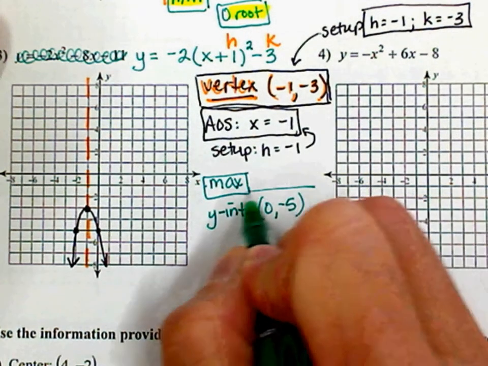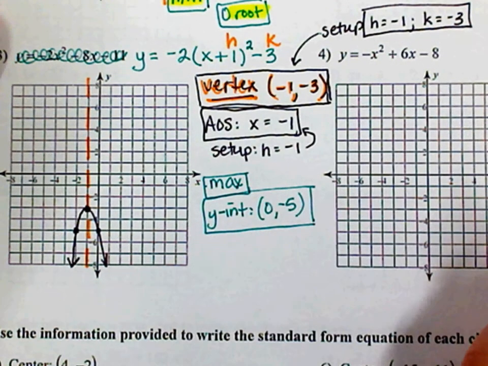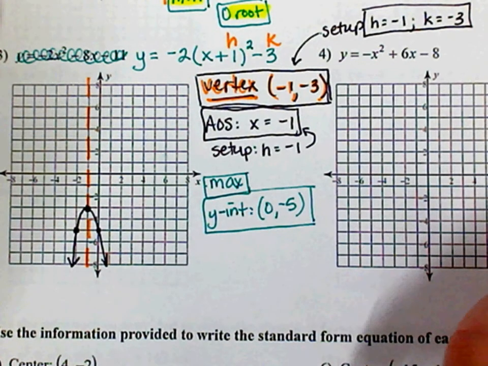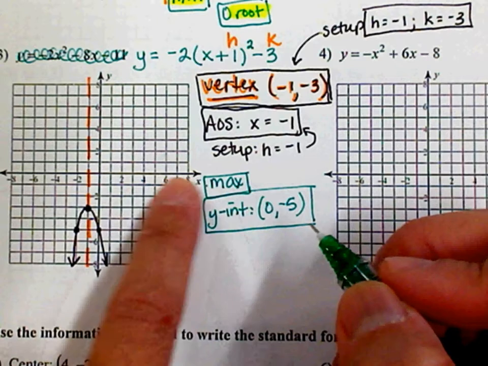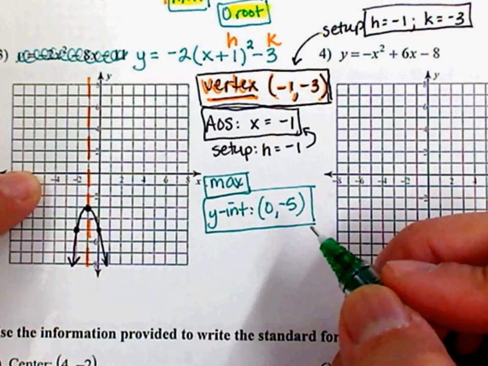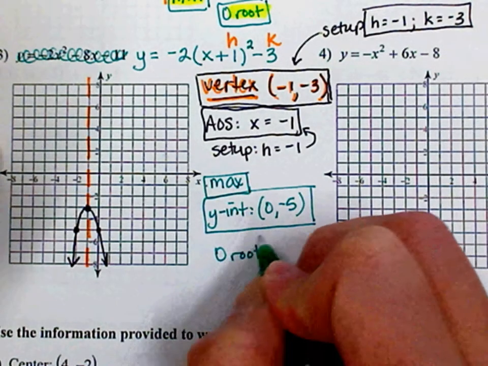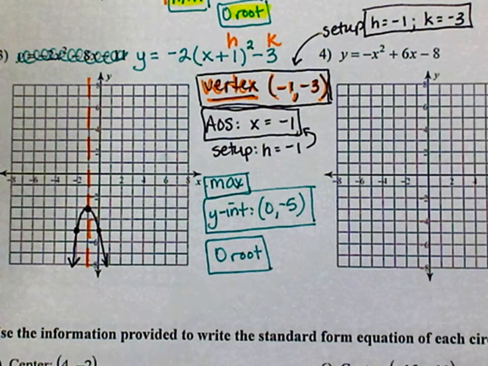Okay. What else? Number of roots. How many times is it crossing the x-axis? Is it ever crossing the x-axis? There's your x-axis. Is it crossing it at all? No, so it is a 0 root. Can you have 2 roots? Yes. Can you have 1 root? Yes. Is your quadratic ever going to cross the x-axis 3 times? No. It's always 0, 1, or 2. Okay? So, right there, it doesn't.